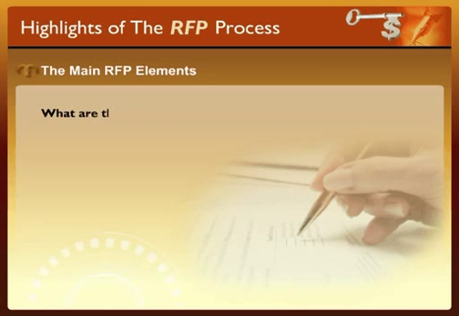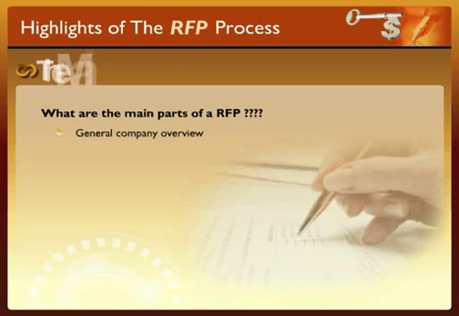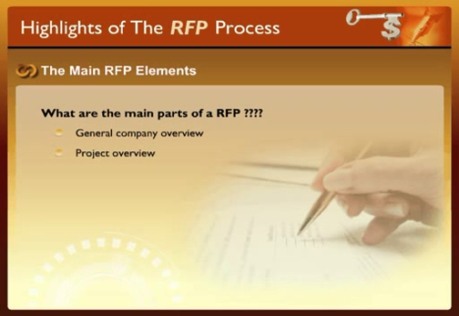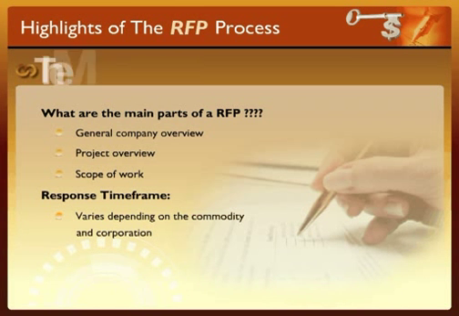What are the main parts of the RFP? There are three main parts: the general company overview, the project overview, and the scope of work. The company overview describes your company, its goals and objectives, and a reason for this RFP. In it, the company is requesting a written proposal that addresses the points detailed in the RFP to be submitted. It also gives the response required date. Notice the no later than month, date, and year.